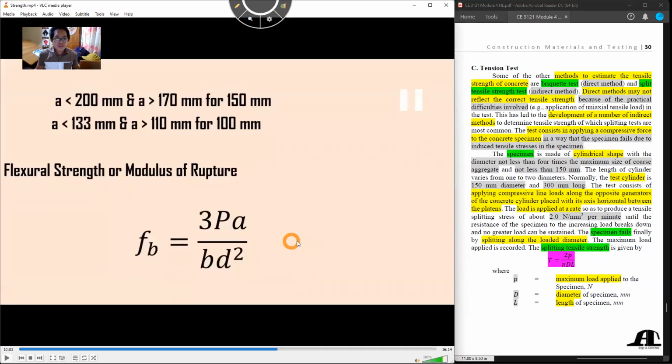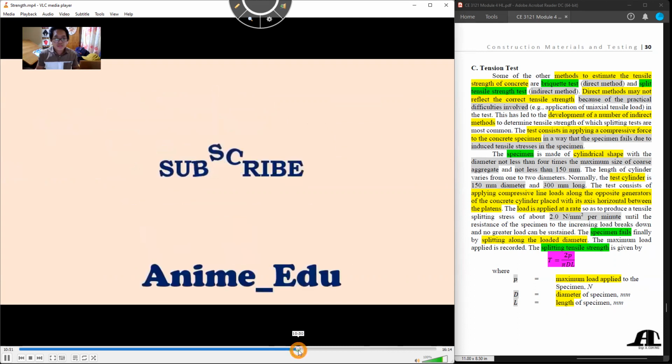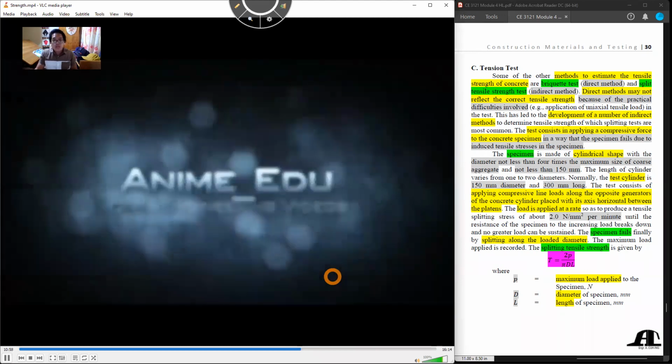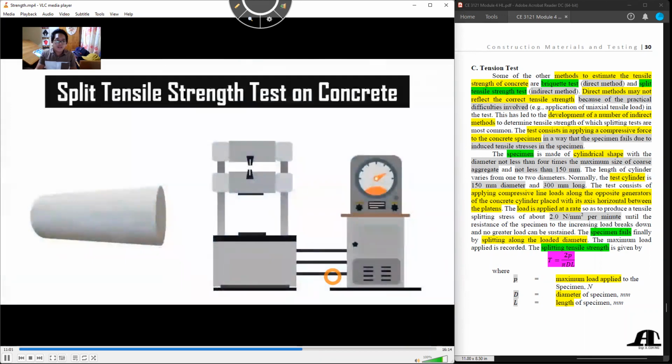Then, flexural strength or modulus of rupture, Fb, is the maximum... So, ito na yung tensile test natin. Split tensile strength test on concrete.